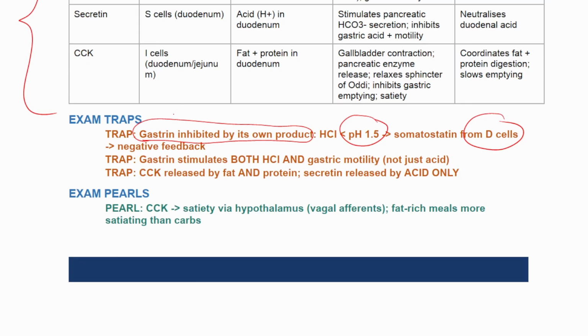On IMAT questions about gastrin regulation, always note this self-limiting feedback. Also remember that gastrin stimulates both acid secretion and gastric motility. Students who learn only the acid-stimulating effect miss the motility component and will get questions about gastric emptying wrong.